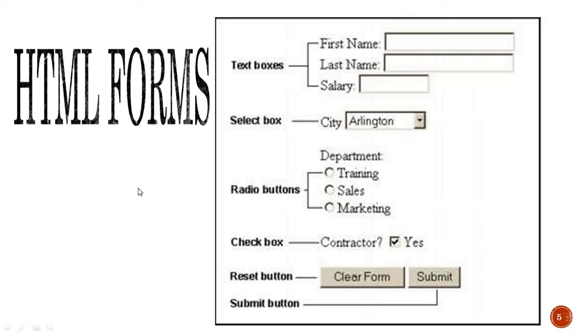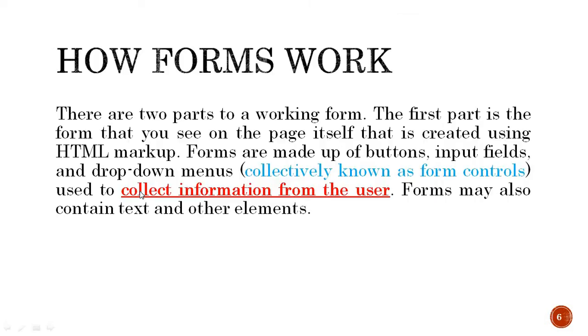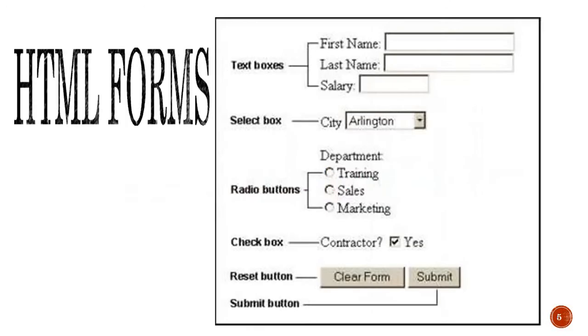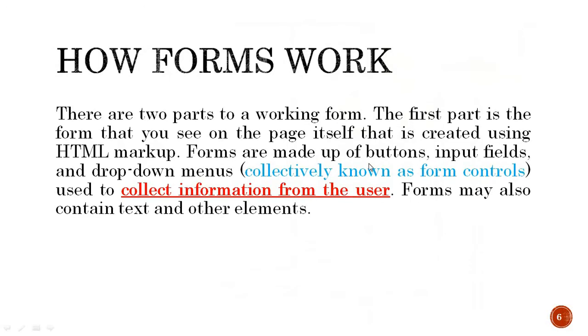Let's understand more about HTML forms. So first of all, how forms work. There are two parts to a working form. The first part is the form that you see on the page itself, that is created using the HTML markup tags. Forms are made up of buttons, input fields and drop down menus like these. These are called the form controls. They are used to collect information from the user, and forms may also contain text and other elements.